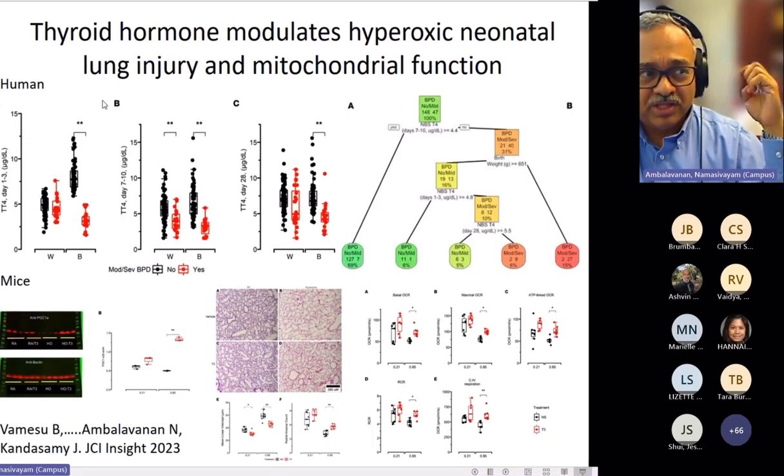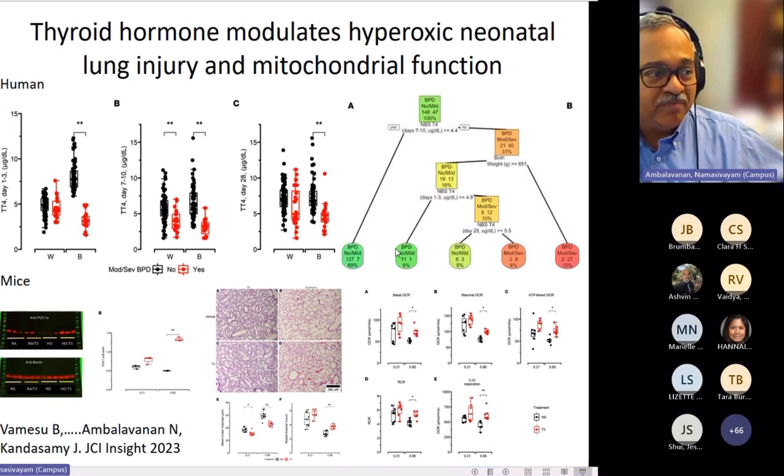Now the answer is yes, we can fix the MSC. We actually showed that thyroid hormone modulates this mitochondrial function, and it's also a regulator of hyperoxic lung injury and mitochondrial function. So the top panels are for human samples and the bottom for mouse. So at least in this regard, mice are quite similar to human.